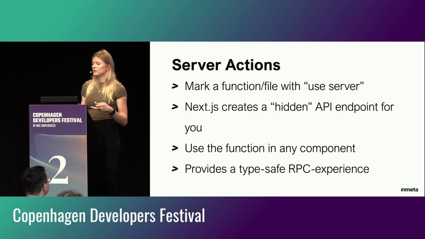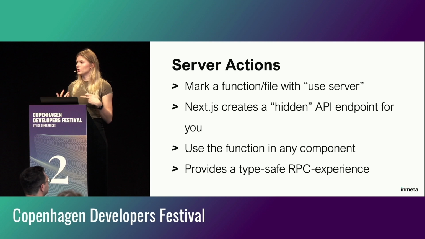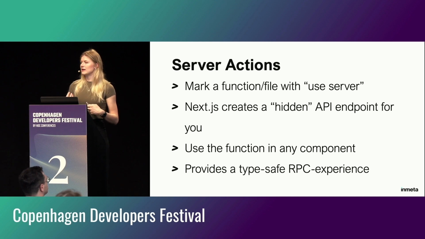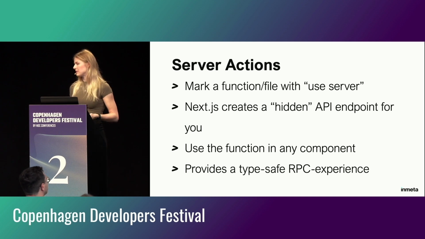So it's pretty simple. You mark a function or a file with use server, and then Next.js will make a hidden API endpoint for you, allowing you to call it from anywhere, like from a client component, which solves this problem of passing functions between the server and the client. And in addition, you get type safety between the server and the client through RPC.